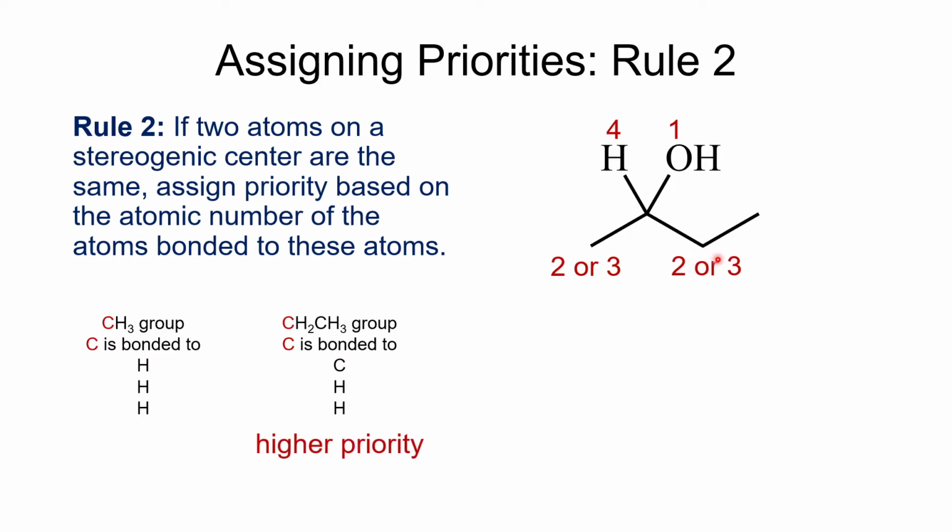That means this one has a higher priority at carbon. We're going to call that one 2. So this will be 1 and 4, but this will be 2, and this will be 3. All right, so rule 1, atomic number. Rule 2, if you have a tie, then go to the next atoms and see your first point of differentiation.